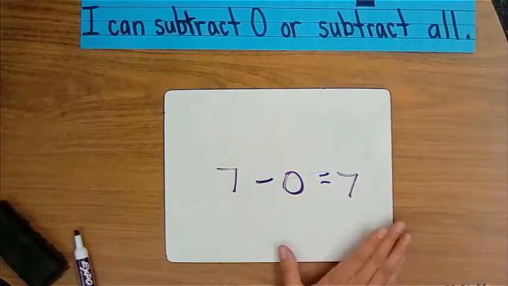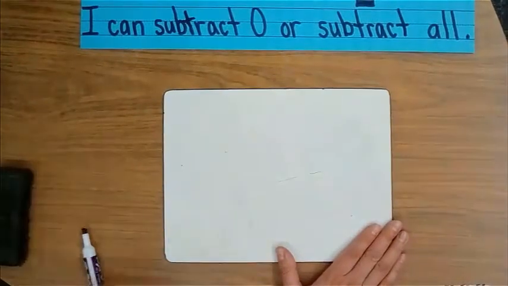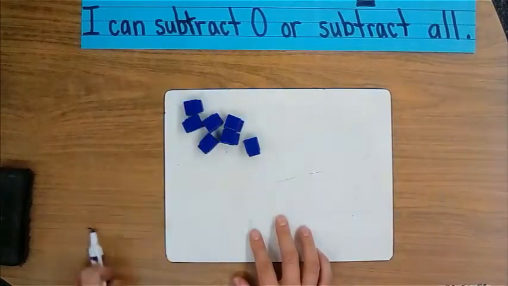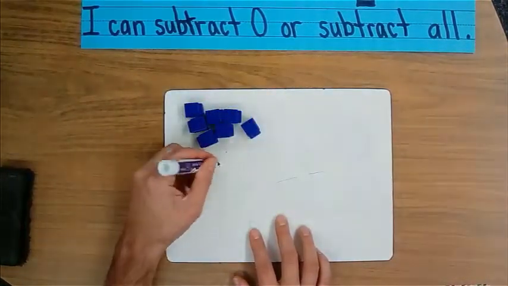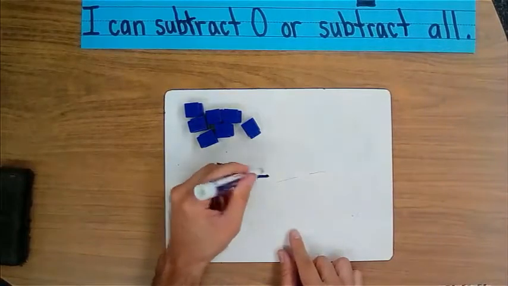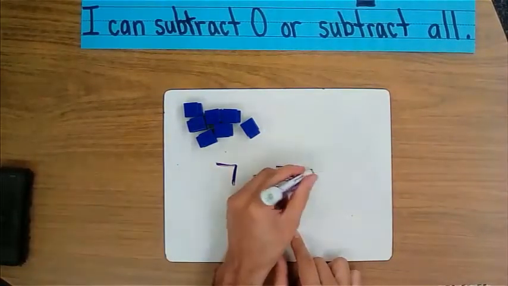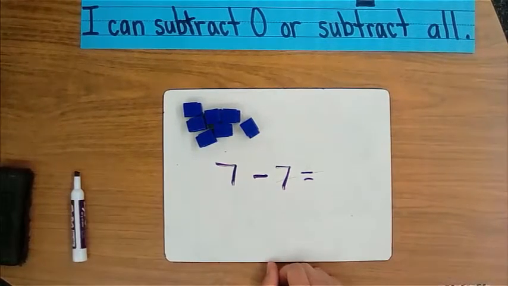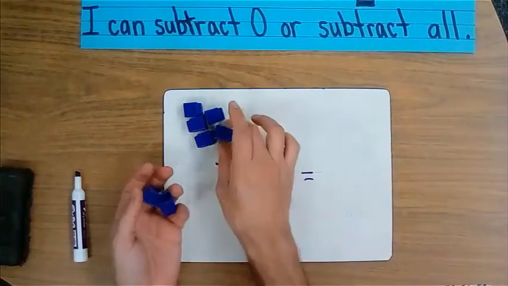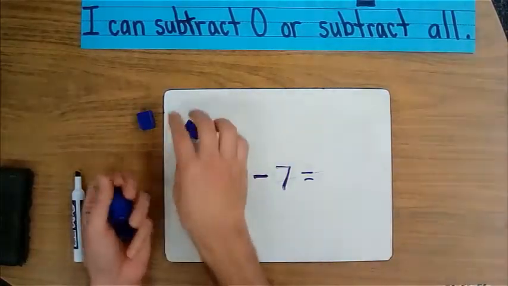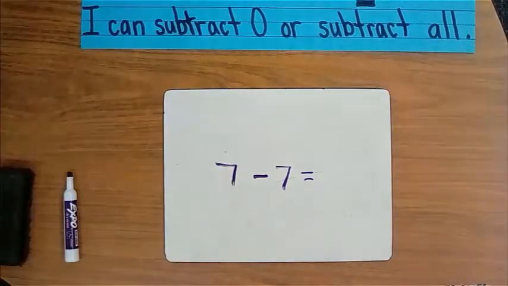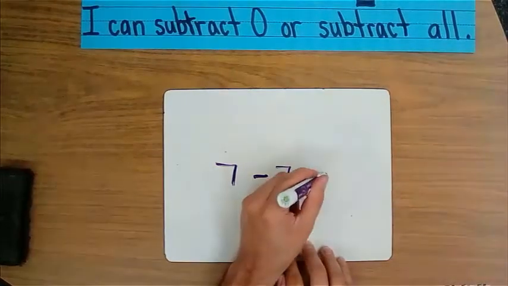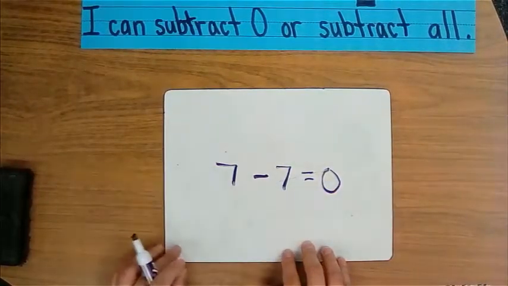So now, what if I have something different? What if I had my 7 blocks? Okay, so I have 7 blocks. But this time, I take away 7. What does that equal if I have 7 blocks but I take away 7? Well, let's see. Let me take away 7. 1, 2, 3, 4, 5, 6, 7. So I'm taking 7 blocks away. So how many blocks do I have left? Oh yeah, I have 0 blocks.